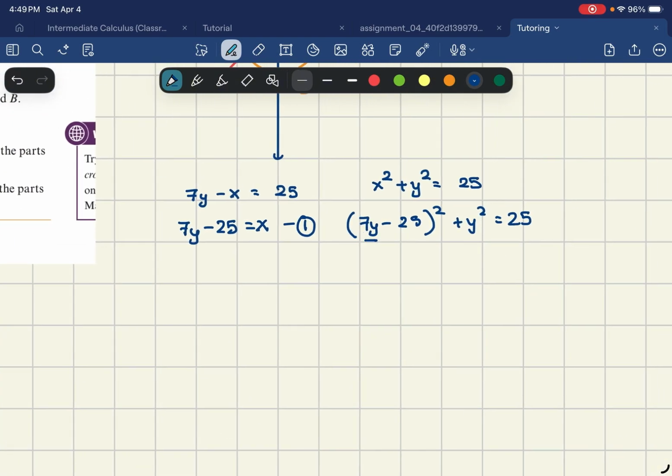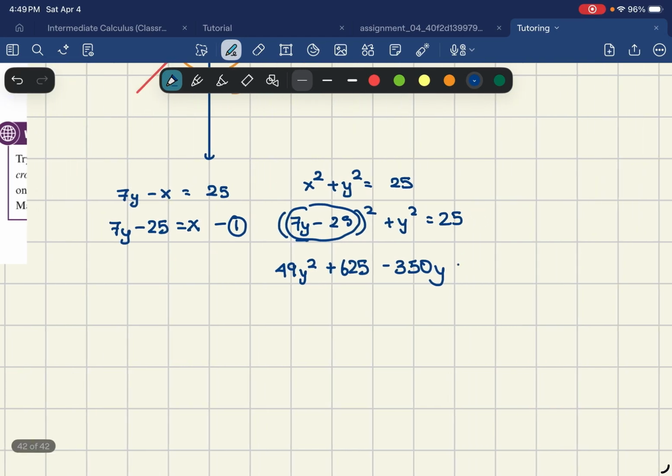7y squared, that gives me 49y squared minus 25 squared. So minus 25 squared is 625, right? And now what do I do? I multiply these together. So 7 times minus 25, that is minus 175, and then I need to multiply it by 2. So minus 350y. So you multiply these two together, you get negative 175, and then you multiply by 2. Or you can manually expand it out, whatever you find easier.